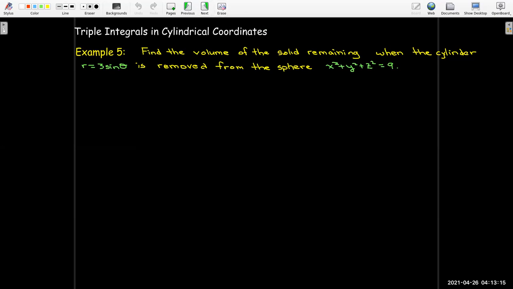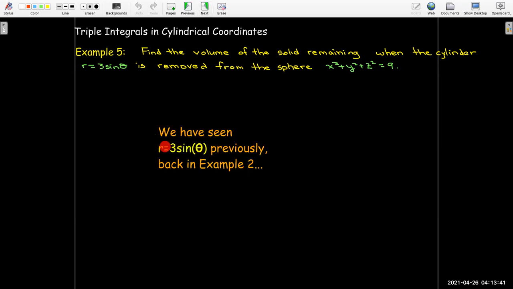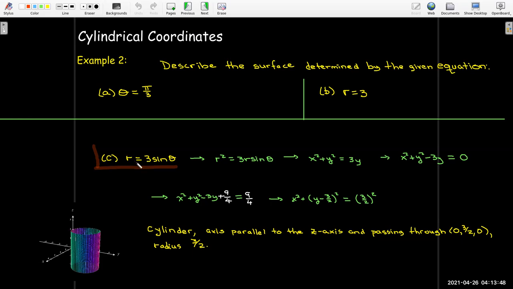So let's look at a little bit more involved problem. We're going to find the volume of the solid remaining when the cylinder r equals 3 sine theta is removed from this sphere, which is centered at the origin with a radius of 3. Now, we've seen this equation before, r equals 3 sine theta. That was back in example 2. Let's just take a look at what that was. Back in example 2, r equals 3 sine theta, we said that's a cylinder. Its axis is parallel to the z-axis. It passes through 0, 3/2, 0, so a point on the y-axis, and its radius is 3/2.